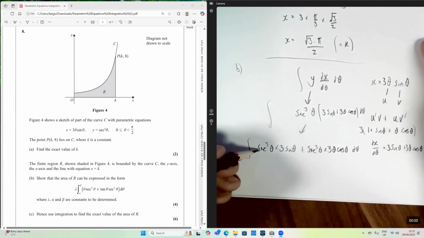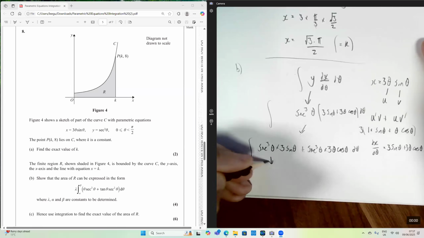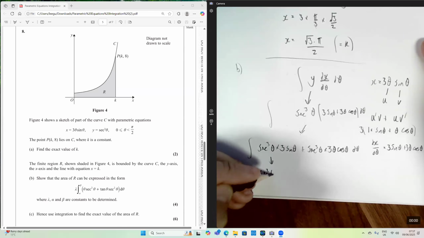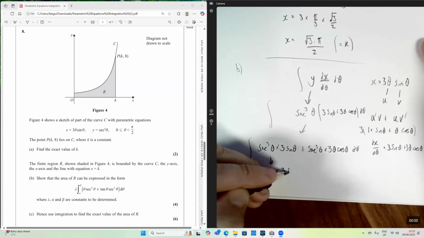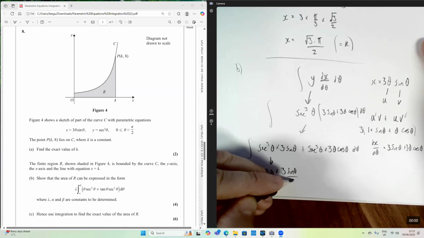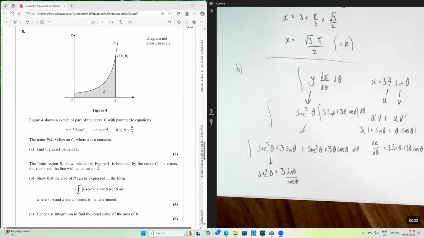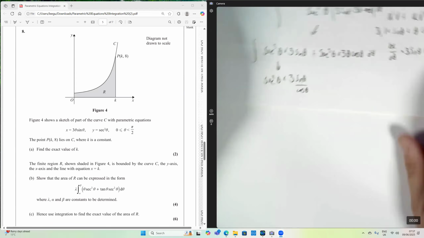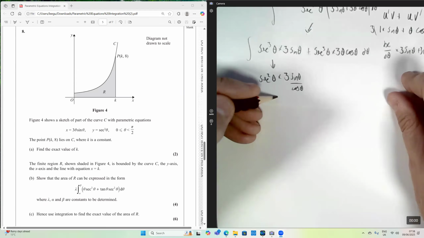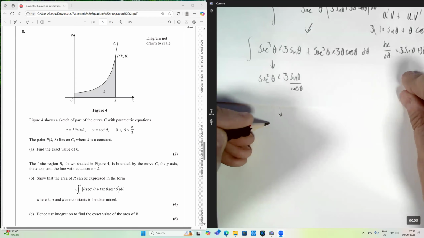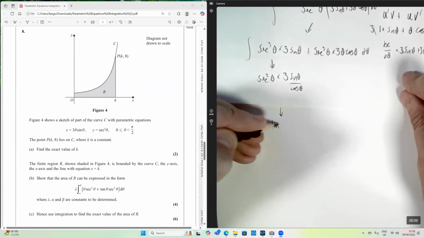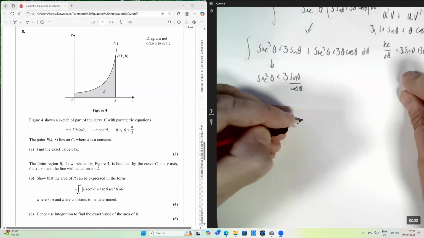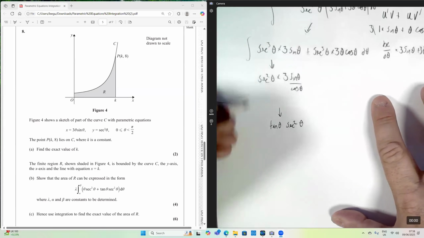Well, sec squared can be thought of as 1 over cos. So I could think about this bit as sec squared theta times 3 sine theta over cos theta, because sec is 1 over cos. So I've just borrowed one of those cosines there, which is extremely useful because that's going to give me a tan. So that is going to go to tan theta sec squared theta. So that's one of the terms that we're after, which is super useful.